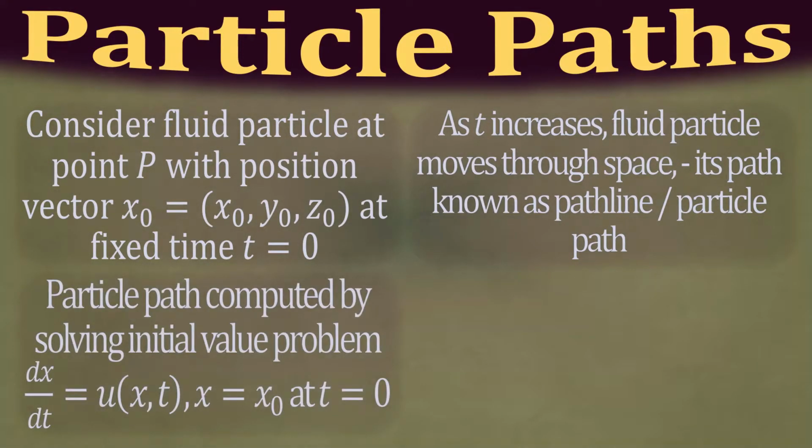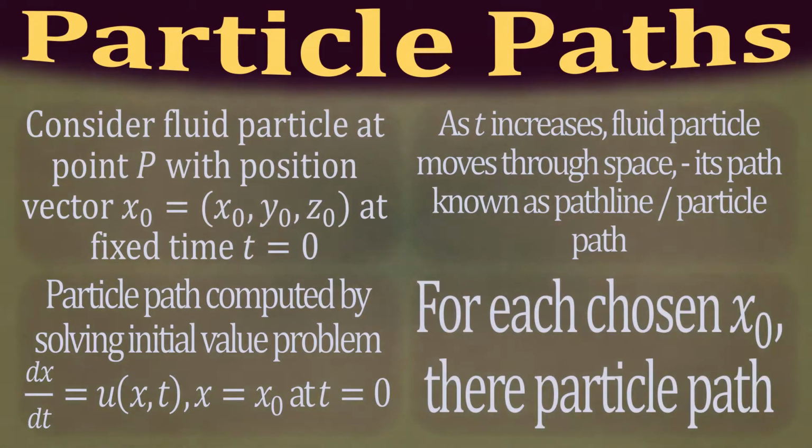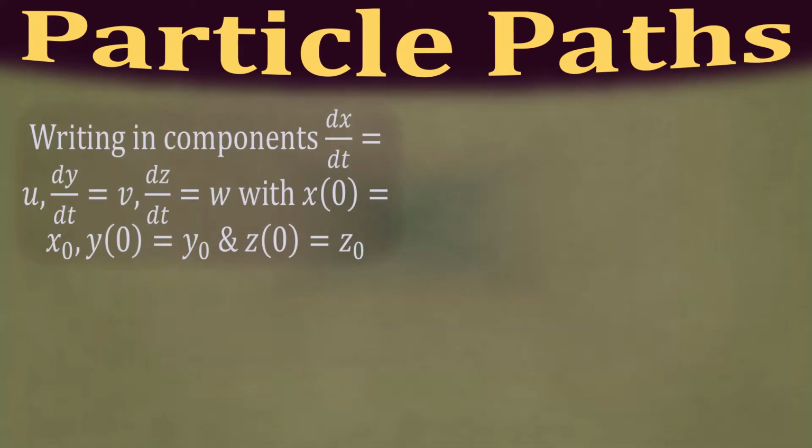A particle path is computed by solving the initial value problem dx over dt is equal to u of x, t and x is equal to x0 at t equals 0. For each chosen x0 there is a particle path. Writing in components, we have dx over dt is equal to u, dy over dt is equal to v, dz over dt is equal to w, with x of 0 equal to x0, y of 0 equal to y0, and z of 0 equal to z0.